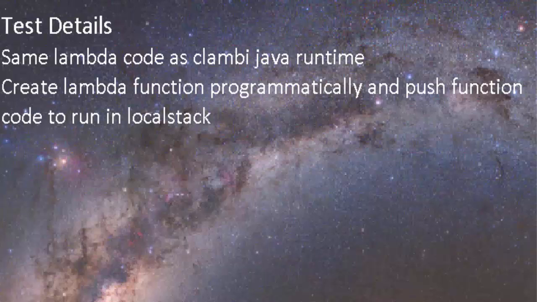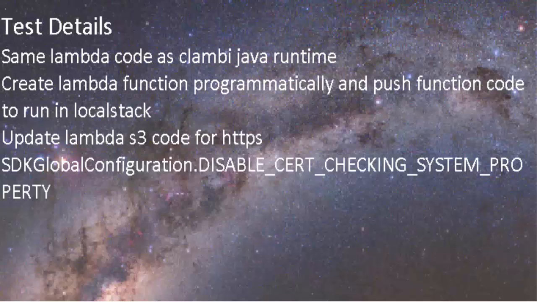Now we're going to take a significantly different approach. We're going to create the code for our Lambda function programmatically, zip it up, and push it to LocalStack, and we will use the Docker runtime inside LocalStack to run our Lambda function when it's triggered by a Kinesis event.